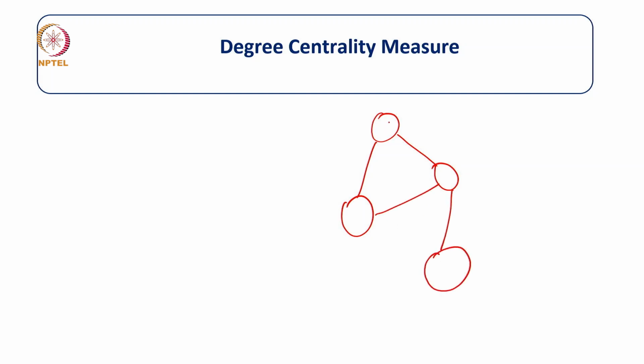Okay. So say for example, this is our graph we have already discussed. So this is Mohit, then this is Priyanka, then this is Mukesh, and this is Vijay.